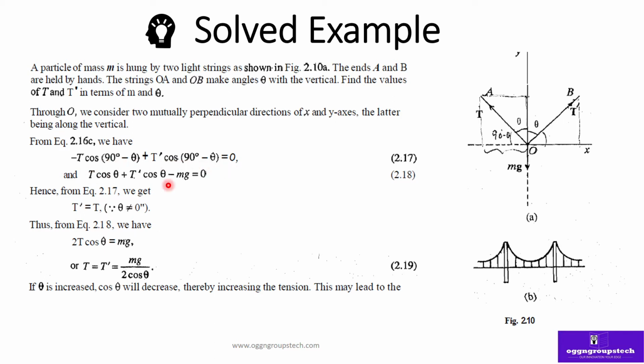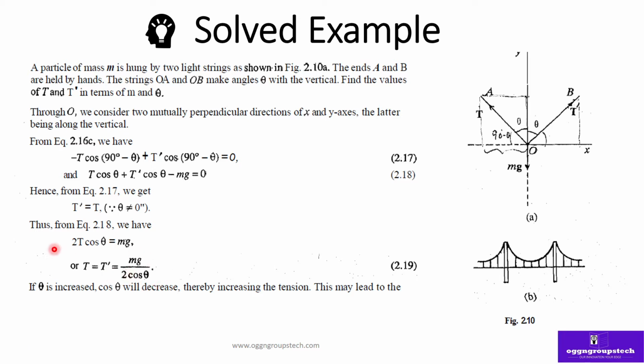Oh sorry, in the below expression, that is 2.18. So if I substitute this t in this expression, what I'll get is t cos theta plus t dash becomes t cos theta minus mg. So this minus mg, I'll bring to the RHS. So I'm getting 2t cos theta equals mg. As a result, t equals t dash equals mg over 2 cos theta.